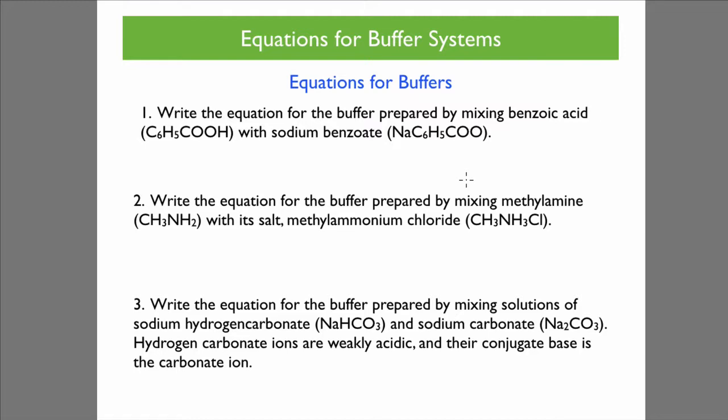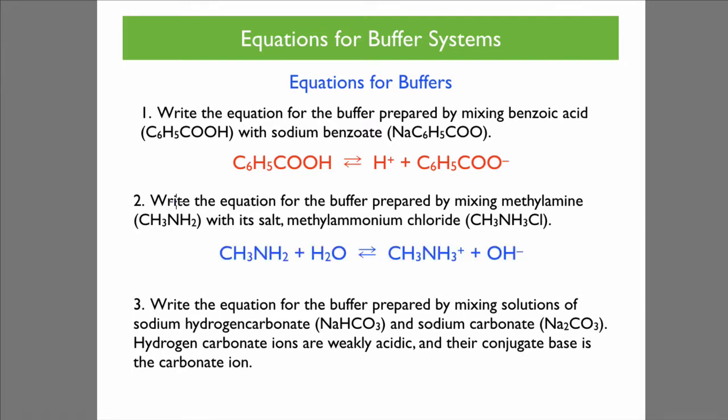Right, question 1. The equation for the buffer prepared by mixing benzoic acid with sodium benzoate. Well, what we need to do is find the acid and write the dissociation of it. So we've got the acid dissociating into its anion and hydrogen ion. Next, write the equation for the buffer prepared by mixing methylamine with its salt, methylammonium chloride. So we're just looking for the dissociation of the base. So it reacts with water to give us the hydroxide ion and the cation.